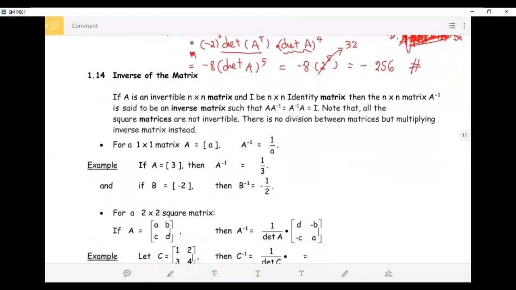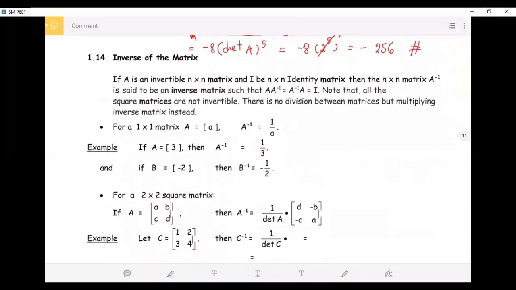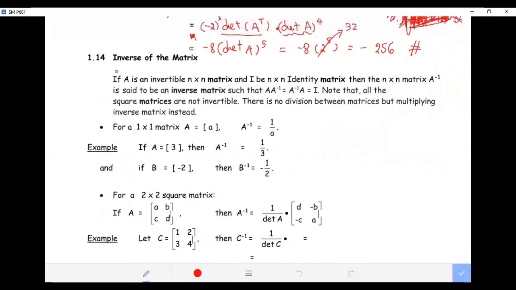And then next one, that's the inverse. We talked about a singular matrix. I told you that if a matrix has a determinant of 0, it's a singular matrix, and a singular matrix doesn't have an inverse. I told you we will talk about the inverse later, and now it comes already. Inverse of a matrix.